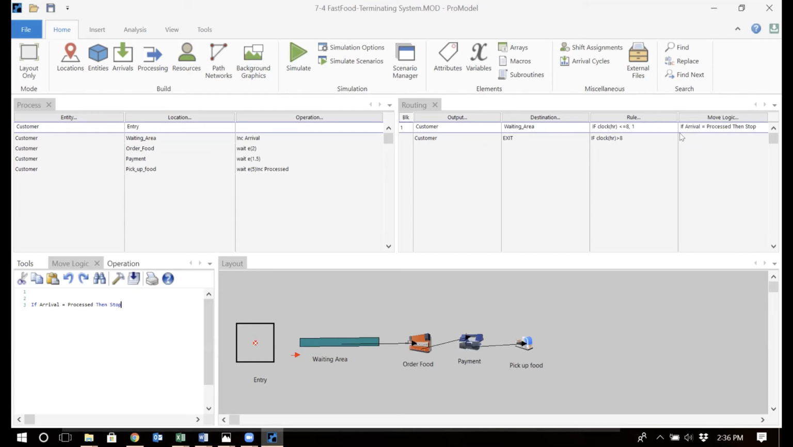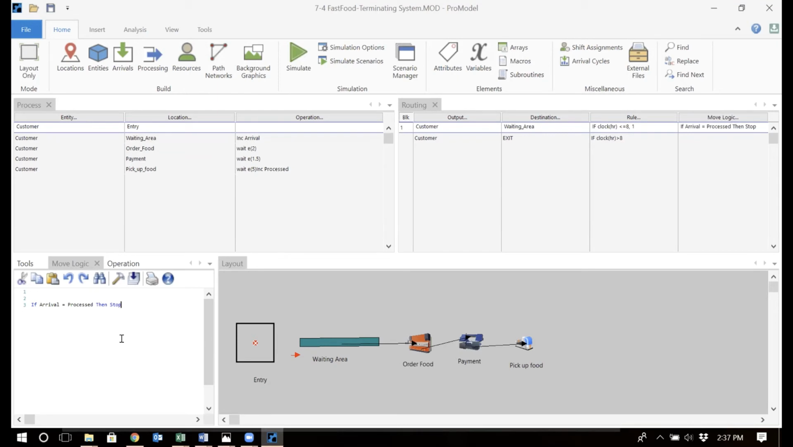So I wrote it here at the first line: if the number of people who have arrived to the system equals the number of people who have left the system, then stop the simulation. My question is, is this first line the right place to check this condition?